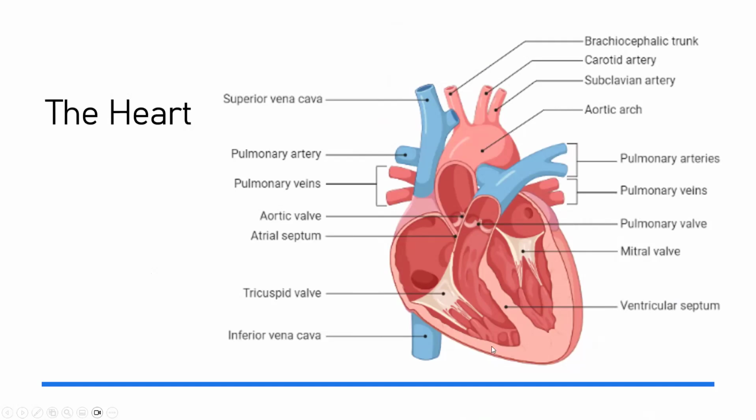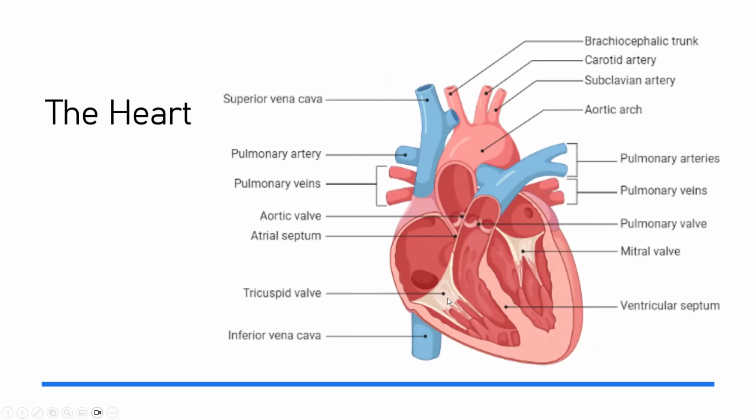Then on the inside of the heart, you have four chambers. And those four chambers are the top two are called the atria or atrium, singular. The bottom two are the ventricles or ventricle, singular. In between the atria and the ventricles, you have valves.